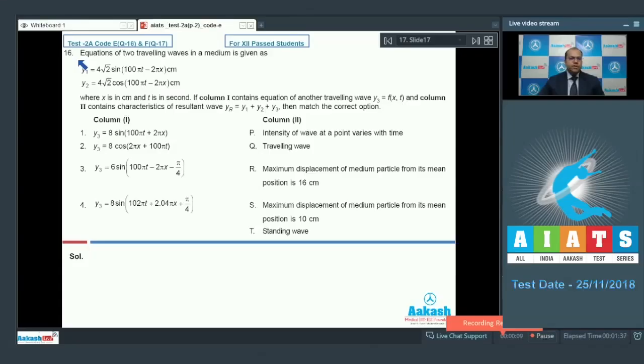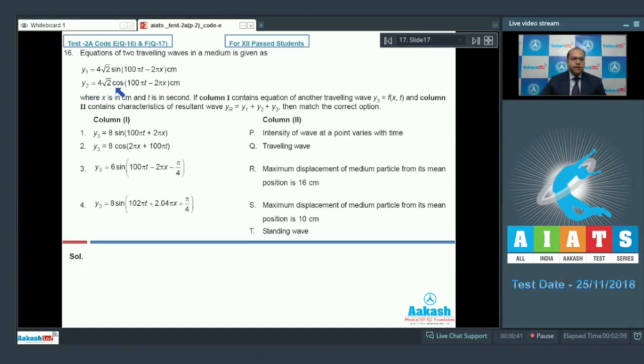In question number 16, equations of two travelling waves in a medium are given as y1 and y2, where x is in centimeter and t is in second. If column 1 contains the equation of another travelling wave y3 and column 2 contains the characteristic of the resultant wave yr, then match the correct options.